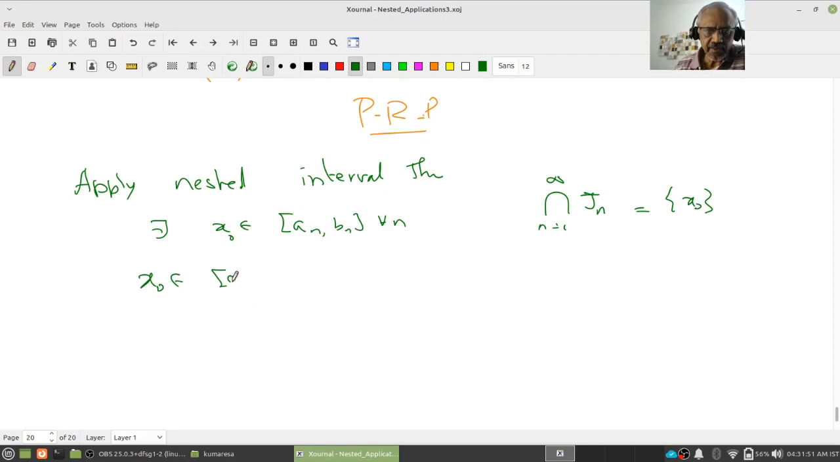Right? Now what are we going to use? We are going to use that f is continuous at x0. Therefore it is locally bounded at x0. That is, there exists a delta interval around x0 on which it is going to be bounded. You understand this? Yeah? This is the trick we want to use.